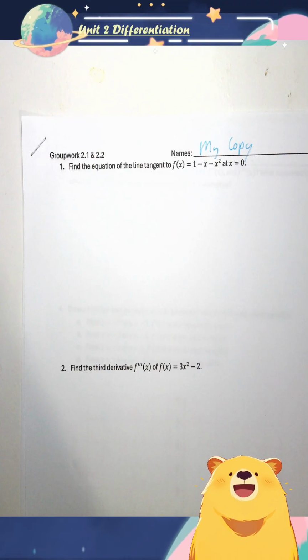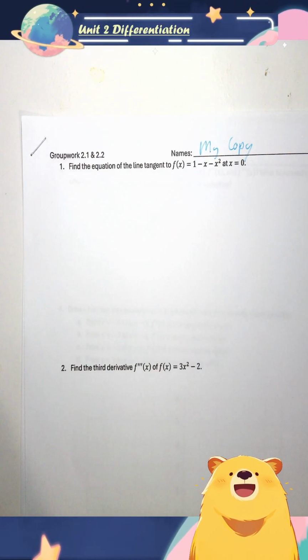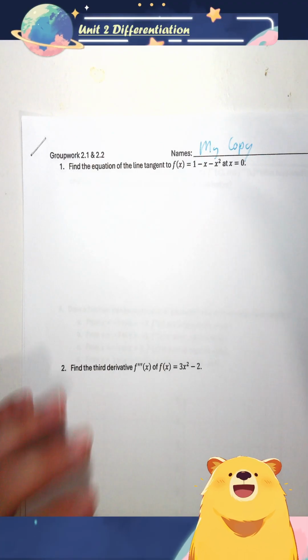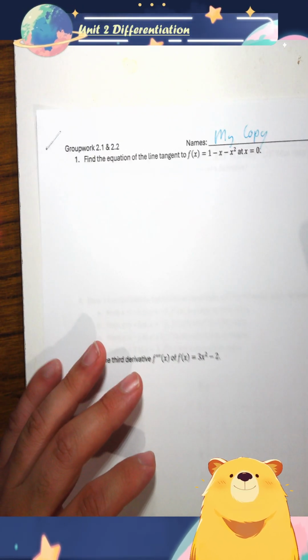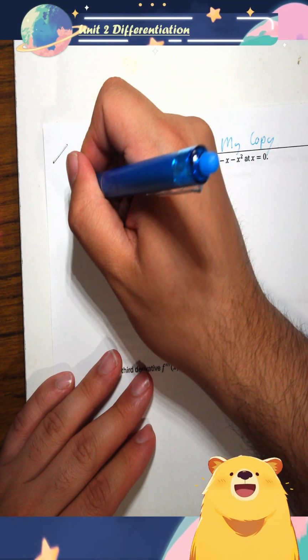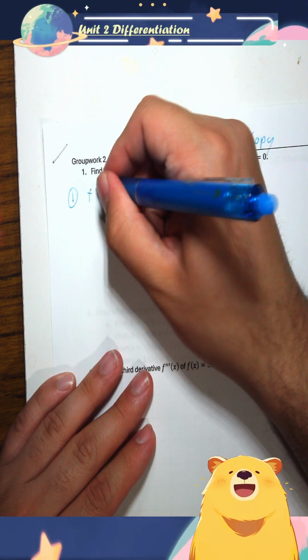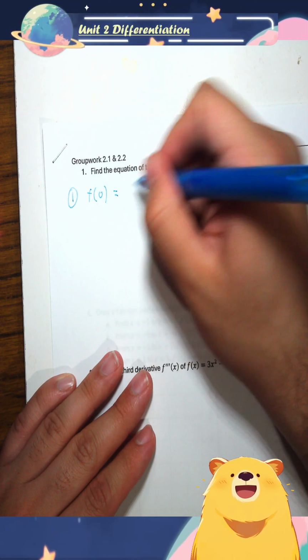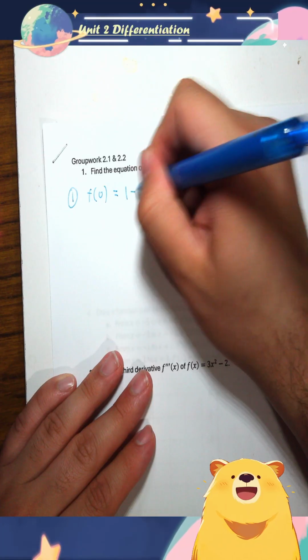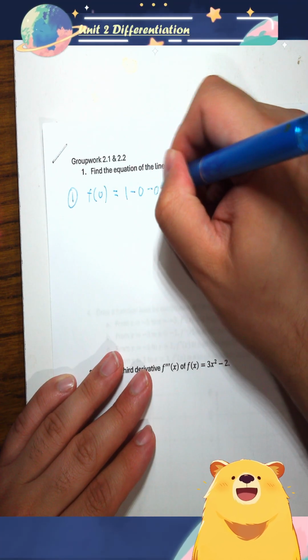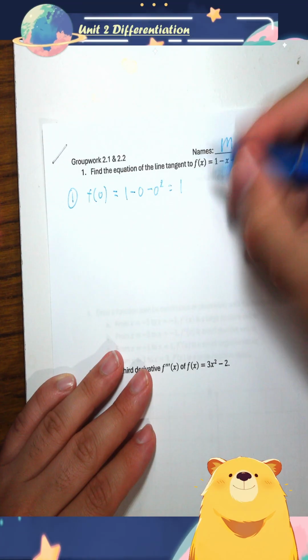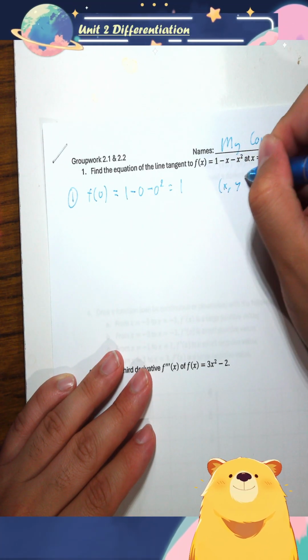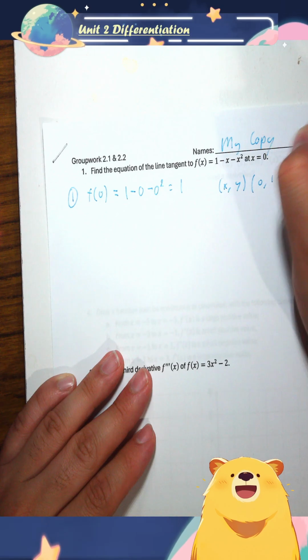Okay, so let's start number one. Number one reads, find the equation of the line tangent to f of x of that function at x is equal to 0. Okay, so first thing we want to do is find f of 0, which is pretty streamlined. It's just going to be 1 minus 0 squared, which is just 1. So that means the point that we're using is 0 comma 1.